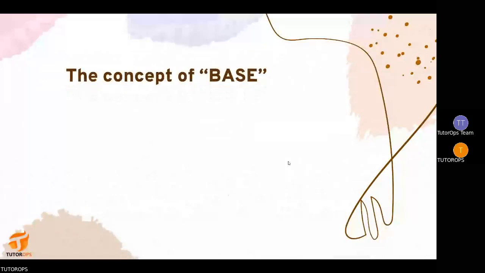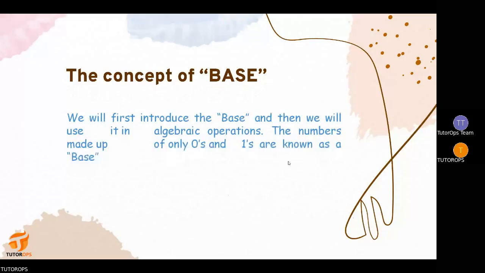Now we will introduce another term that is very useful for Vedic mathematics, which is base. The numbers made up of only zeros and ones are known as a base. So let me take some examples, say 10, 100, 1000, 0.01, 1, etc. These are called bases.